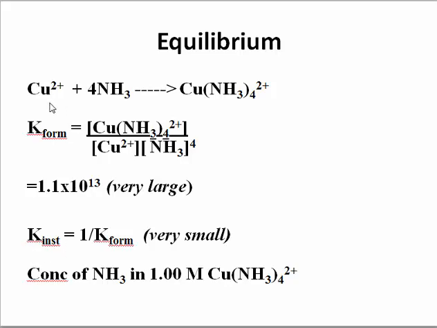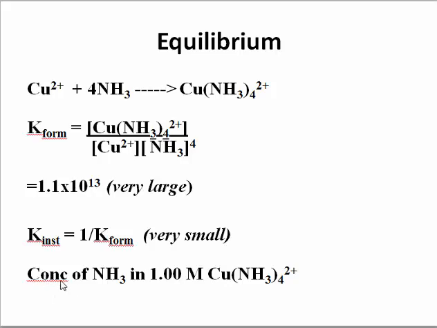Because K is so large, equilibrium problems involving these complexes are often addressed using the instability constant, which is the constant for the reverse reaction in which the complex breaks apart to form copper and ammonia. Naturally, the instability constant is the reciprocal of the formation constant and hence is very small.